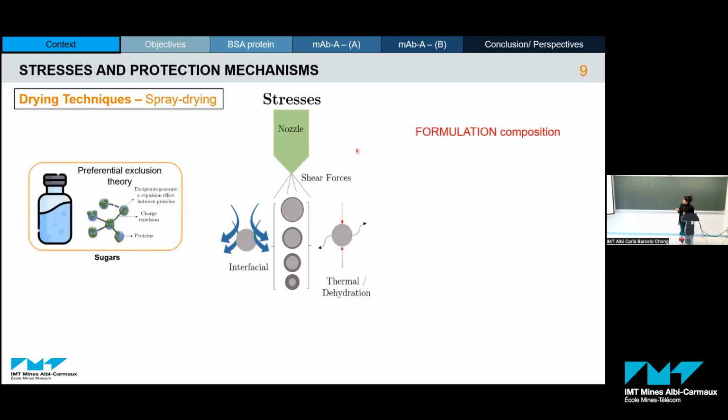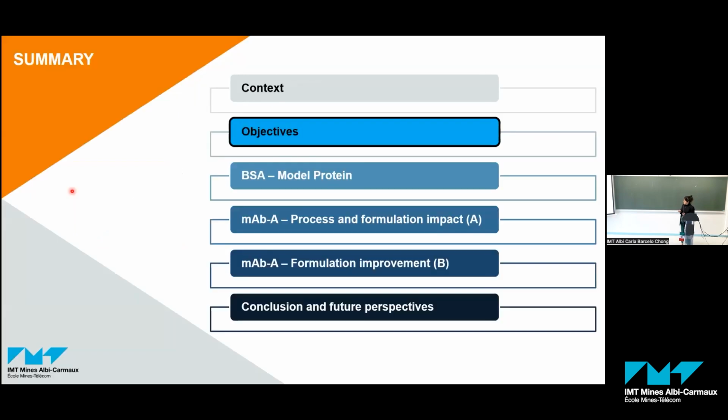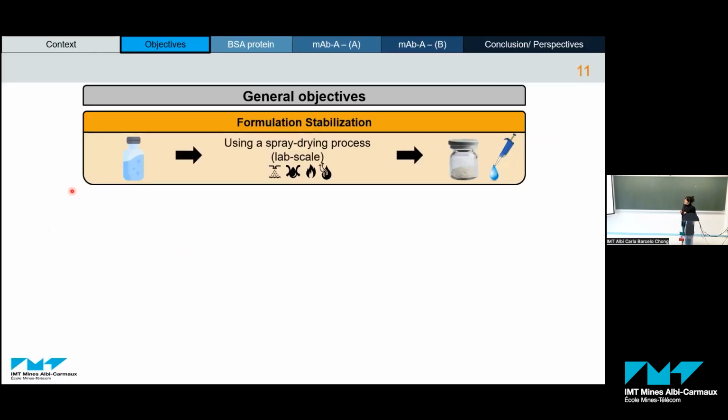Besides the stresses generated during spray drying, when we are in the liquid state of the formulation, we can have interactions between the proteins. Therefore, to avoid this, we have what we call the preferential exclusion theory. And this one is given by sugars, which will create repulsion between the protein molecules and avoid the aggregation phenomenon. Now that we have set the context, we will go to the objectives to tackle this problem.